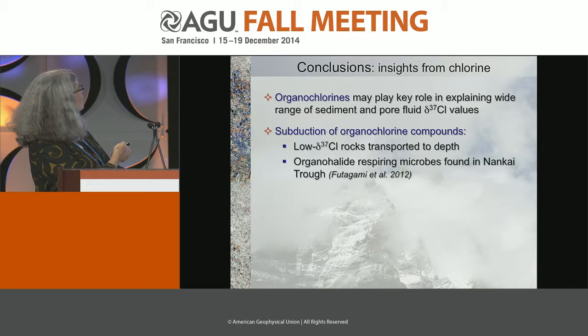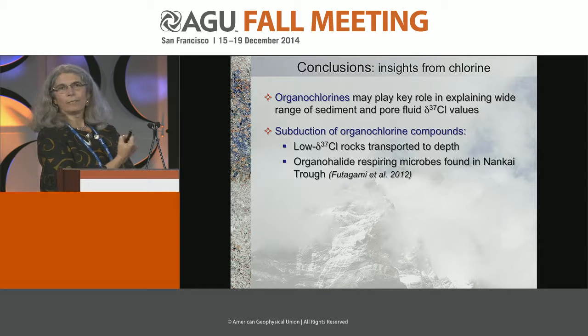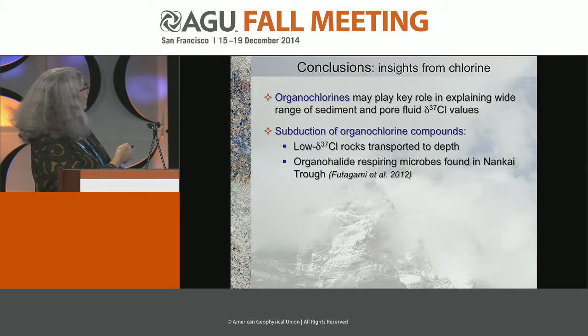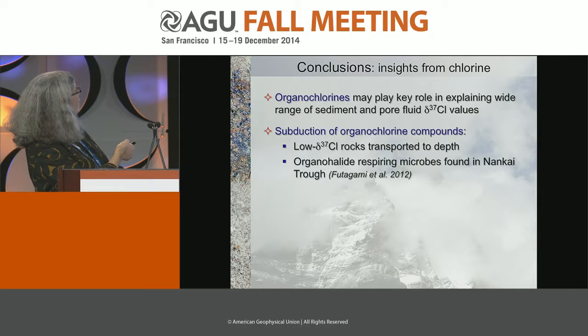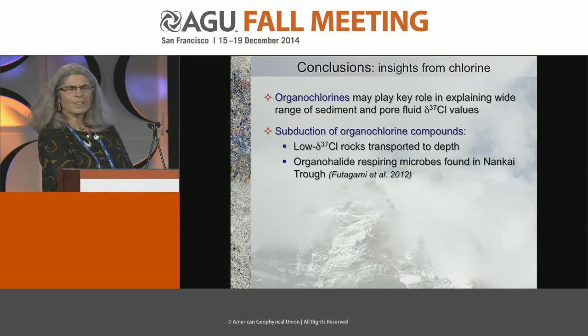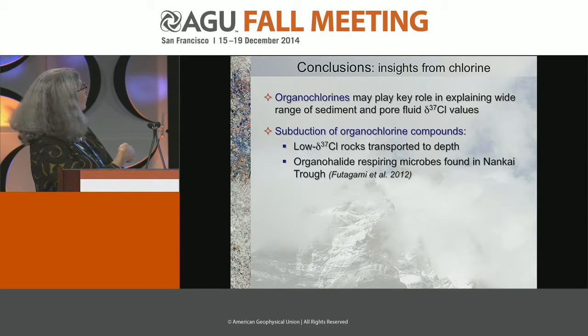And if those organochlorine compounds that we've already seen are clearly stable to temperatures greater than 500 degrees, if they're getting subducted, then we have the potential to be dragging down rocks with low delta 37Cl, where it wasn't always obvious how we could do that before.